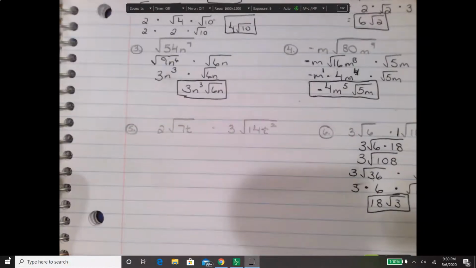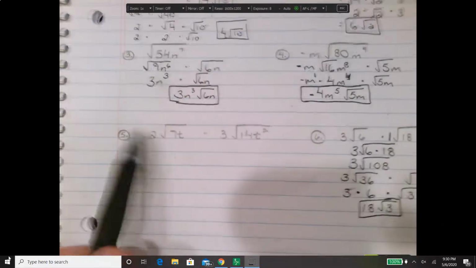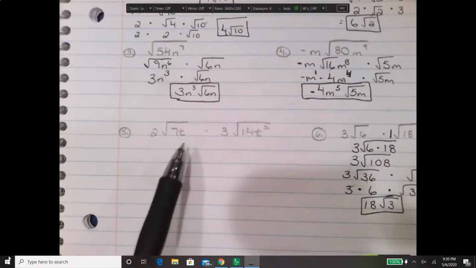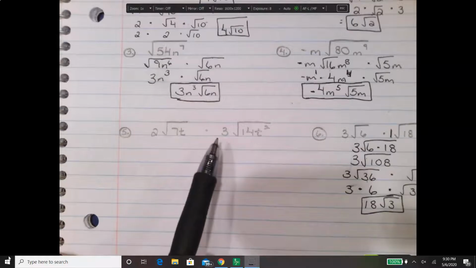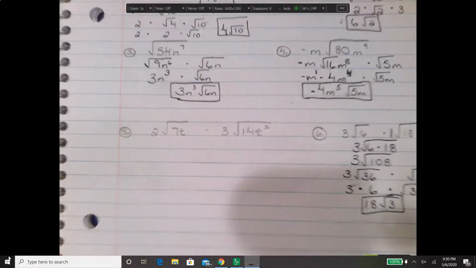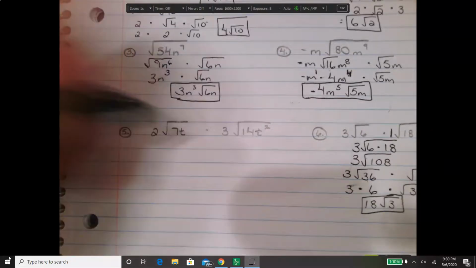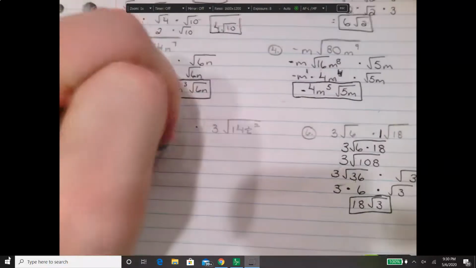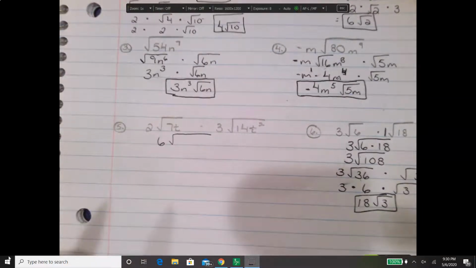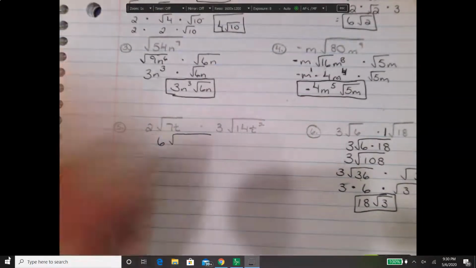Let's look at number 5. Let's head back to that one. So this one I've got some variables involved. So this time I have 2 radical 7t times 3 radical 14t squared. And again, multiply what's out front first. So when I multiply what's out front, I get 6. And then inside, it's going to be 7 times 14. So 7 times 14 is 98.